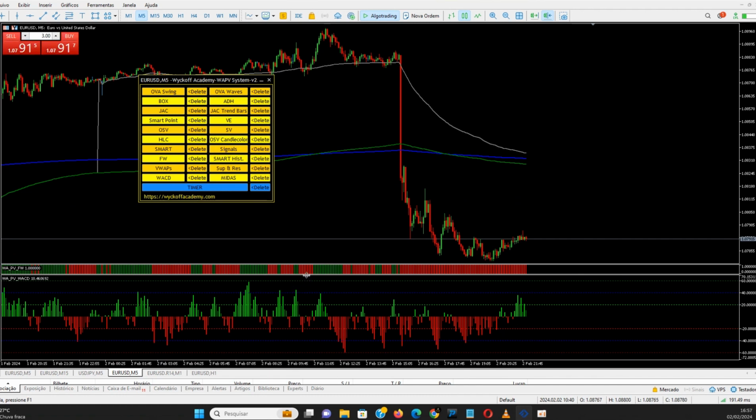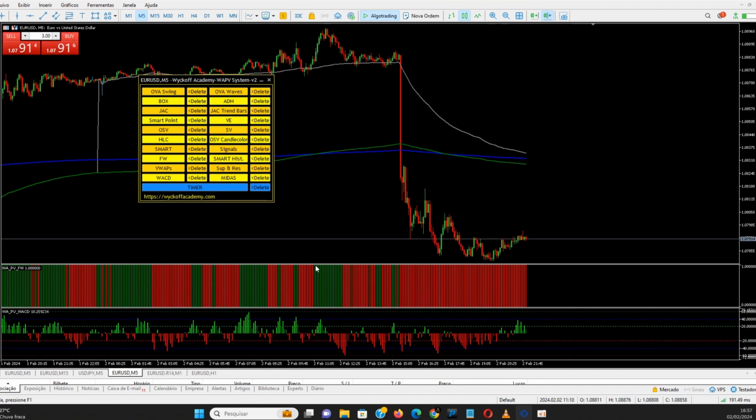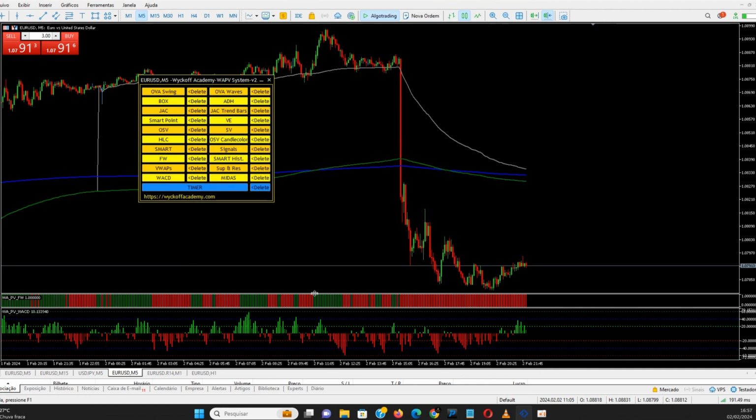Next, we have WAC. This oscillator shows convergence and divergence on your screen based on traded volume. Convergences indicate trends and pullback points, while divergences highlight potential overbought and oversold regions.